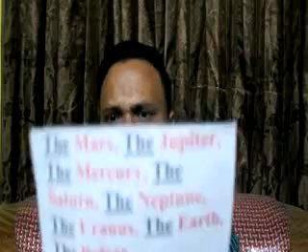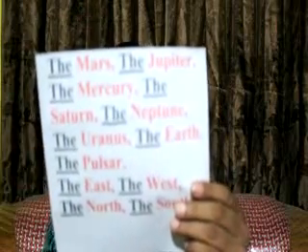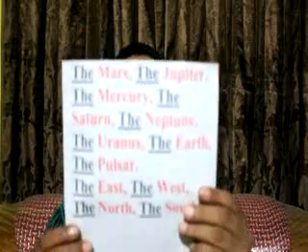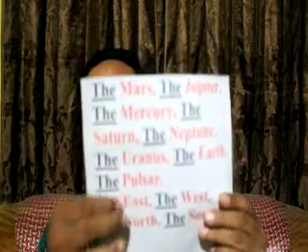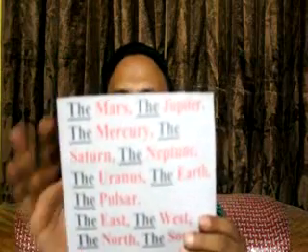Next, we will learn that whenever we use the name of a planet, we should use the definite article before it. If there is the name of a star, we should also use the definite article before the names of the planets and the stars. Look at some examples. Here Mars, Jupiter, Mercury, Saturn, Neptune, etc. are the names of planets, and Pulsar is the name of a star. So if these words are used in a sentence, we should use the definite article before them.